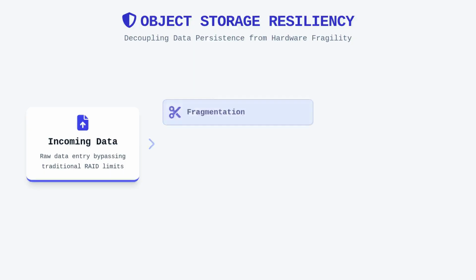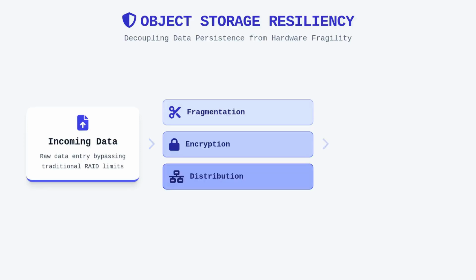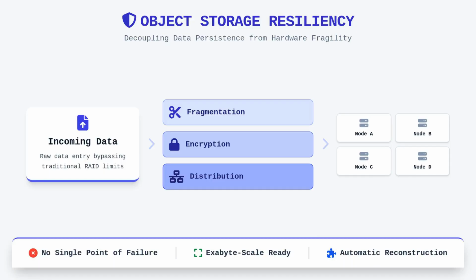Instead, the architecture employs a sophisticated process of fragmentation, where incoming data is broken into smaller logical segments that are then encrypted for security before they ever touch physical media. Once the data is fragmented and encrypted, it is dispersed across a distributed system of storage nodes. This ensures that no single server or rack constitutes a potential point of failure for the entire object. By spreading these fragments, the system can reconstruct the original file even if multiple components of the physical infrastructure suffer a catastrophic failure.